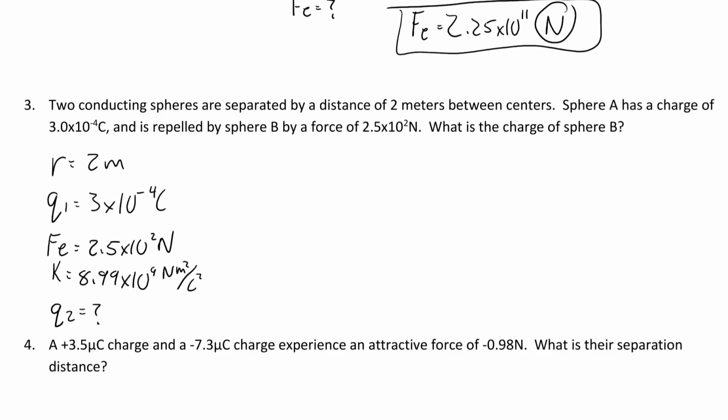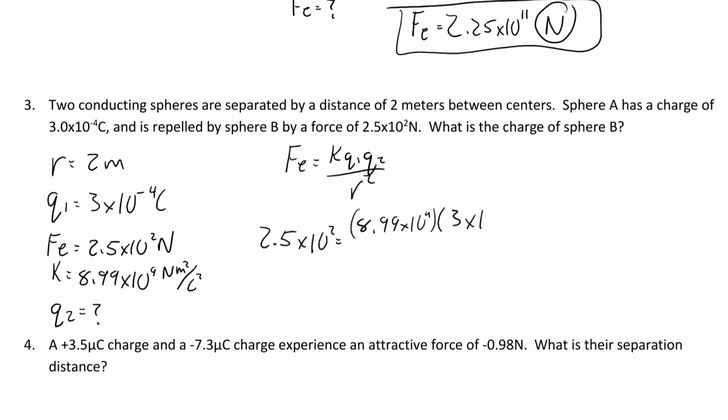All right, so you write down Coulomb's law. Fe is equal to k Q1 Q2 over r squared. And then at this point, you could plug in your numbers. So you have 2.5 times 10 to the 2, 8.99 times 10 to the 9, times 3 times 10 to the negative 4. You're looking for Q2. You divide by r squared.